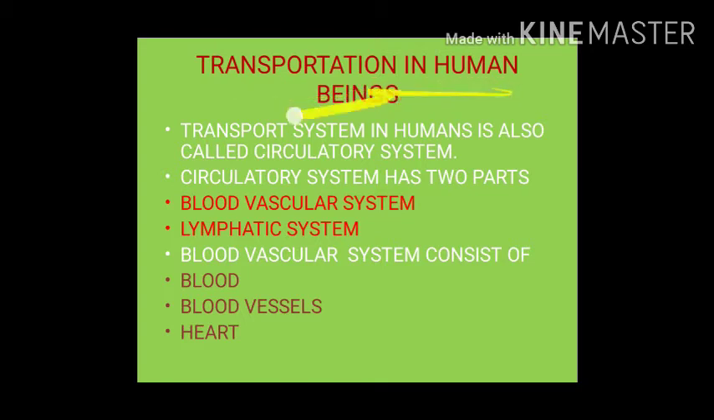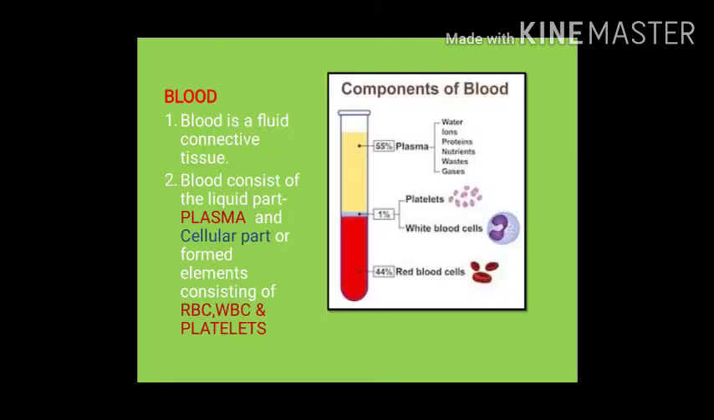Transport system in humans is also called circulatory system. Circulatory system has two parts, blood vascular system and lymphatic system. Blood vascular system consists of blood vessel and heart. First, let us discuss about blood. Blood is a fluid connective tissue.